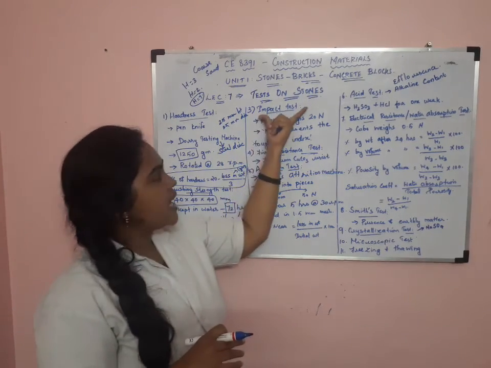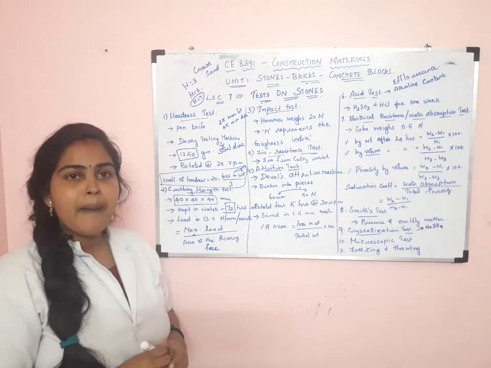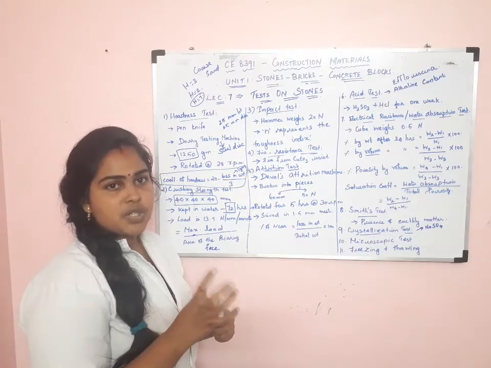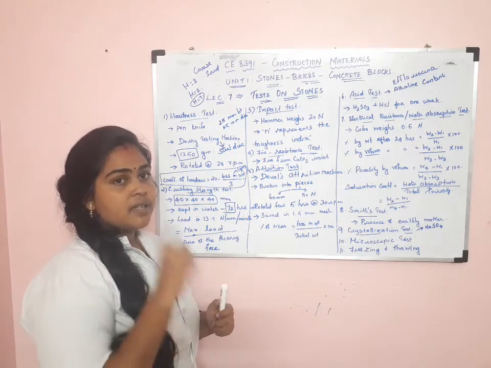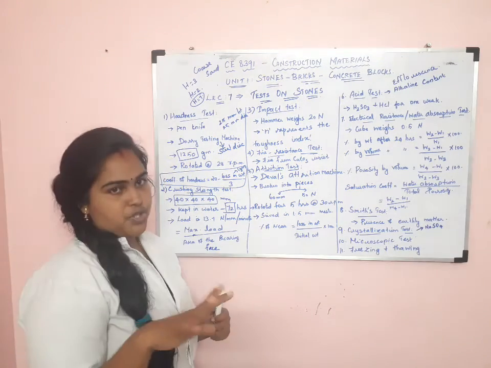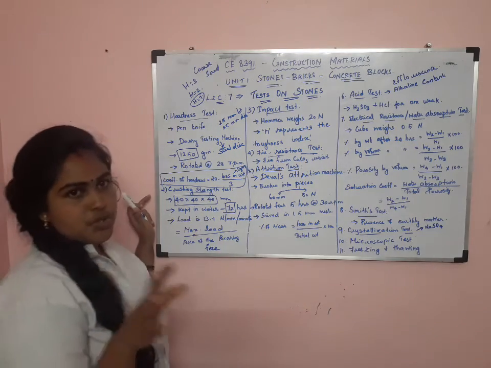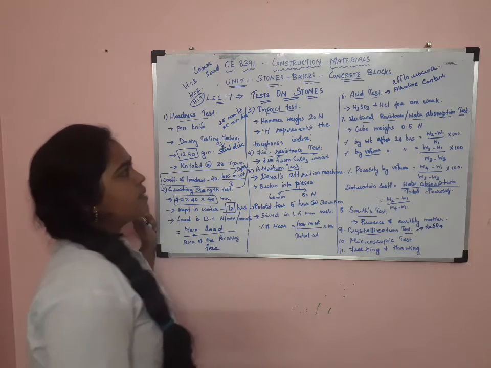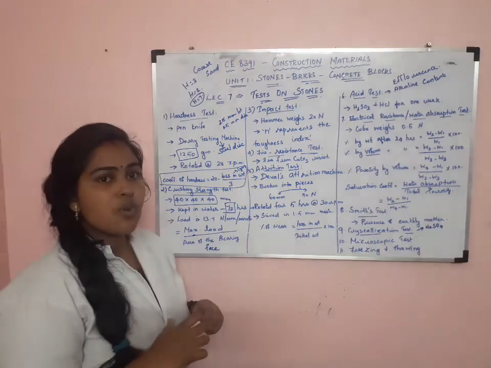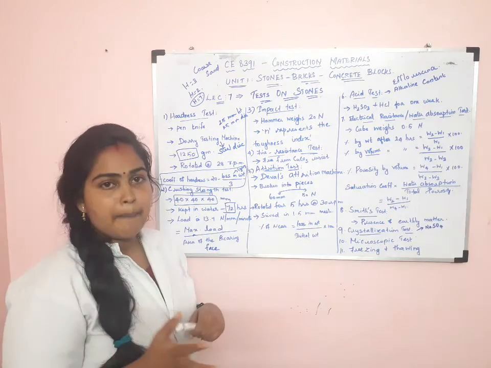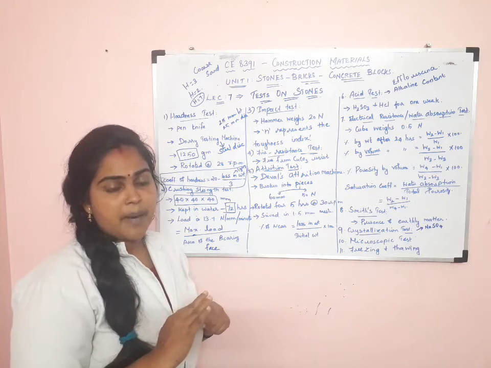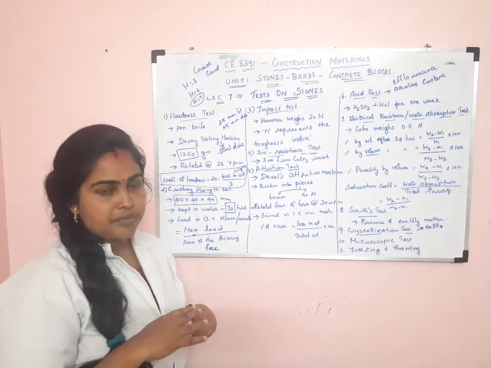The next test is the impact test. This impact test is used to determine the toughness index of the stone. This is tested in a machine named the impact testing machine. Here also a cylindrical specimen of 25 mm diameter and 25 mm height is taken from the sample of the stone.